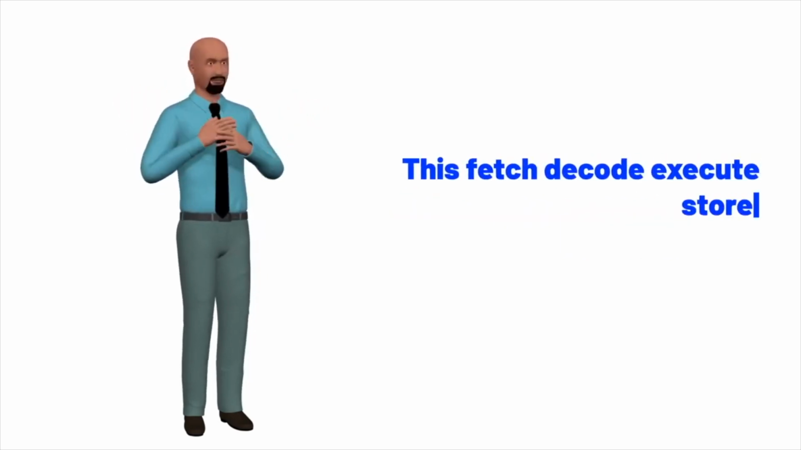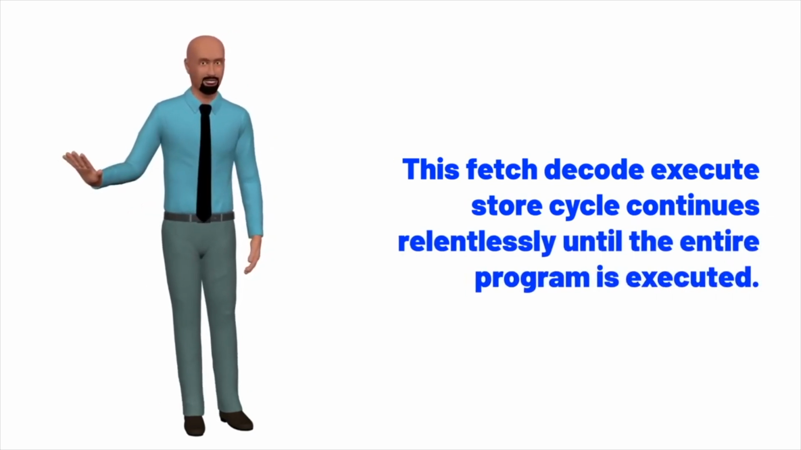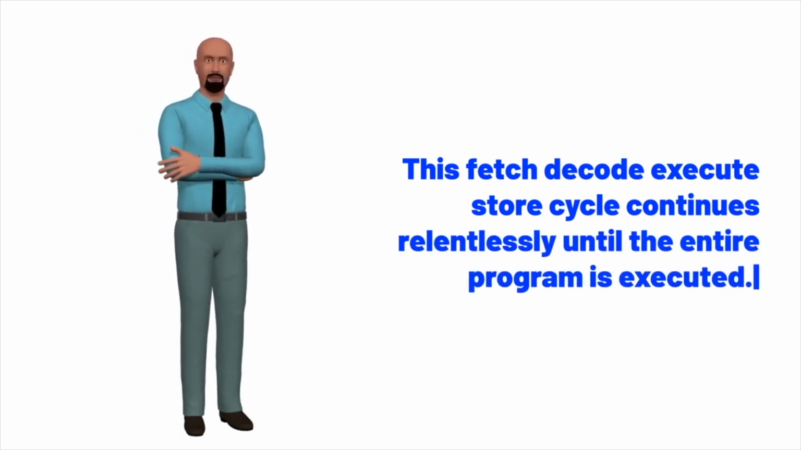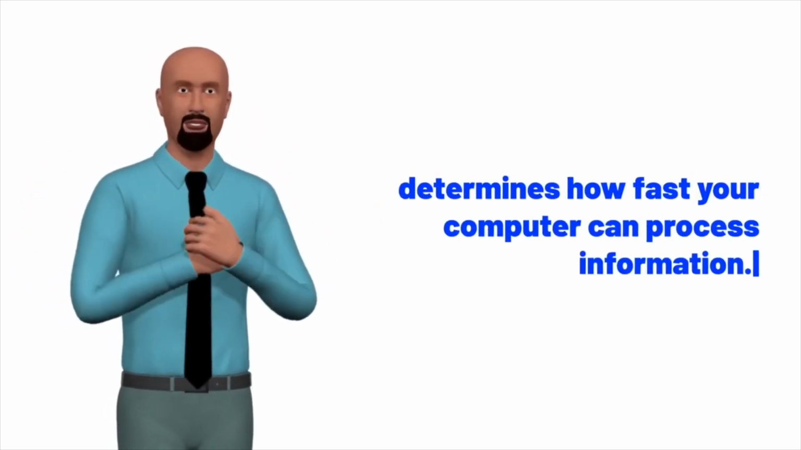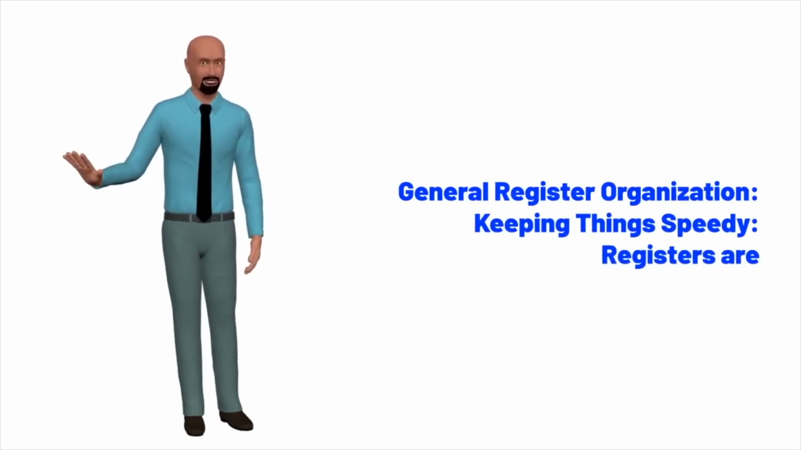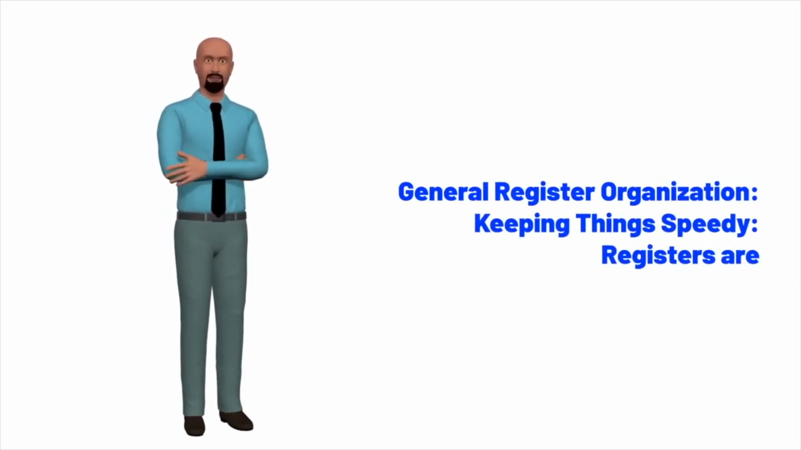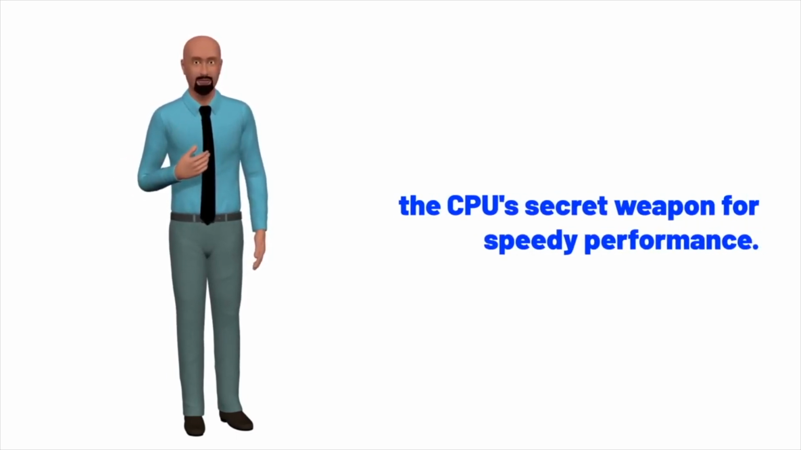This fetch, decode, execute, store cycle continues relentlessly until the entire program is executed. The speed of this cycle, measured in clock speed, GHz, determines how fast your computer can process information. General register organization, keeping things speedy. Registers are the CPU's secret weapon for speedy performance.